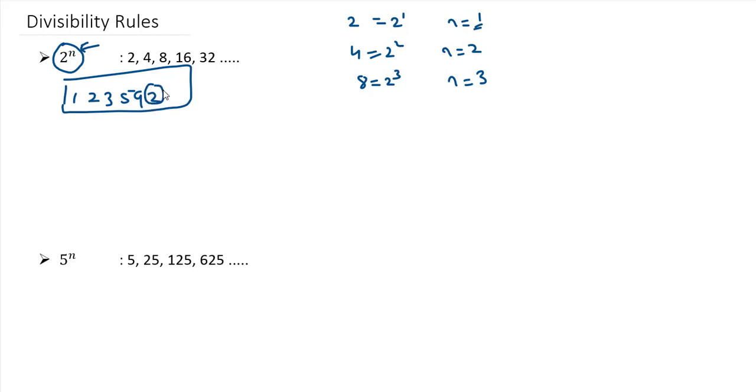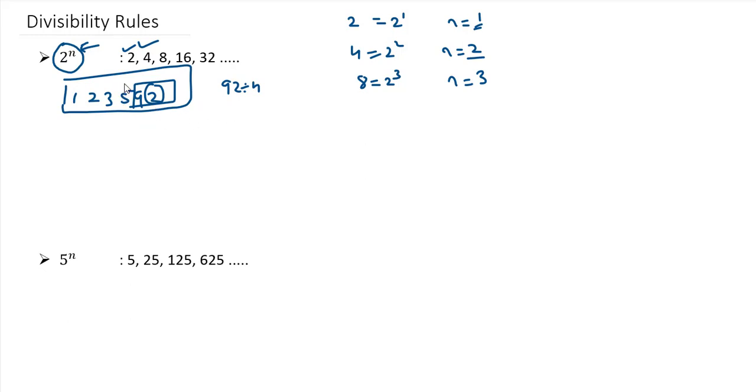Since the last digit is 2, which is even and divisible by 2, we can say that this number is divisible by 2. Likewise, for 4, if you want to check whether this number is divisible by 4 or not, we will have to check the last 2 digits. In this case, the last 2 digits are 92. Since 92 is divisible by 4, we can say that this entire number is divisible by 4.